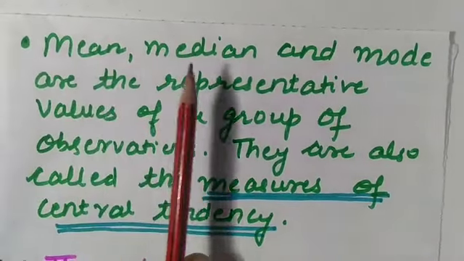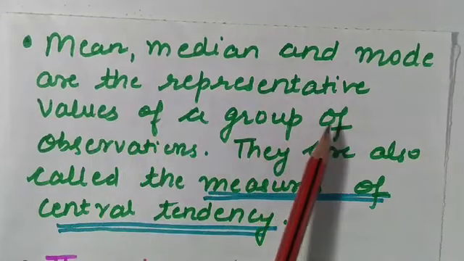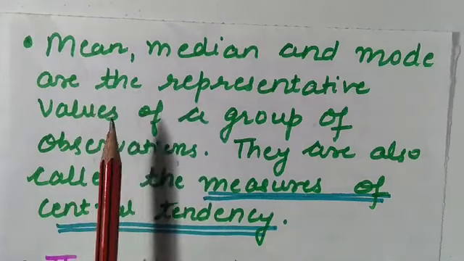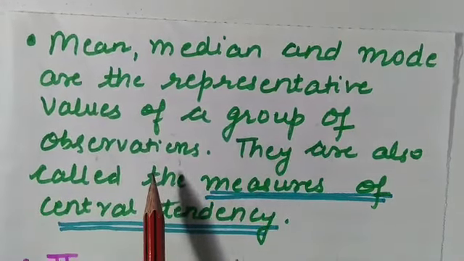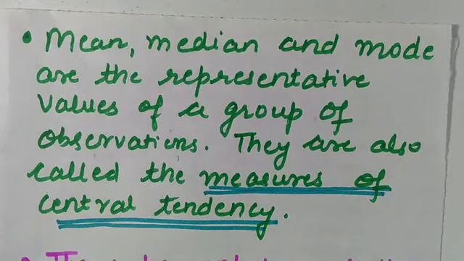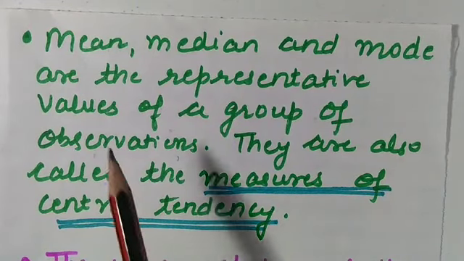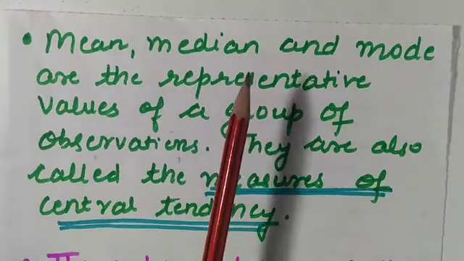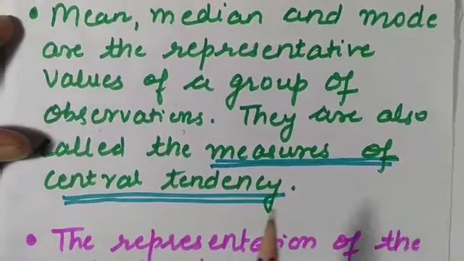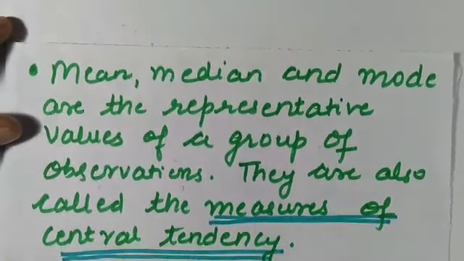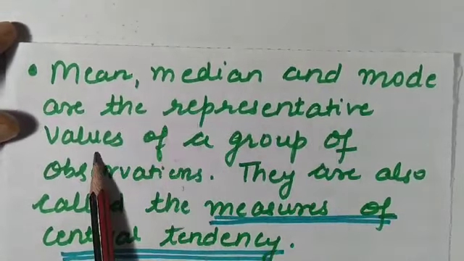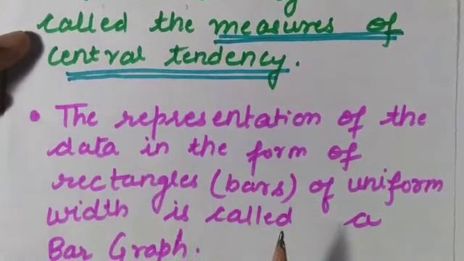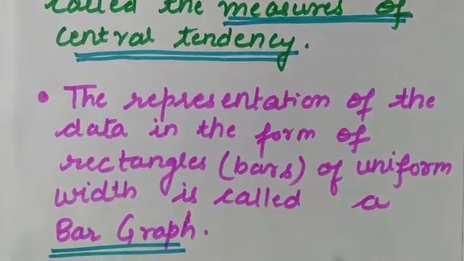After that, mean, median and mode are the representative values of a group of observations. So these are known as representative values of a group of observations. They are also called the measures of central tendency, because mean, median and mode always lie between the maximum and the minimum observation. That's why they are known as measures of central tendency, and they are also representative values of a group of observations.